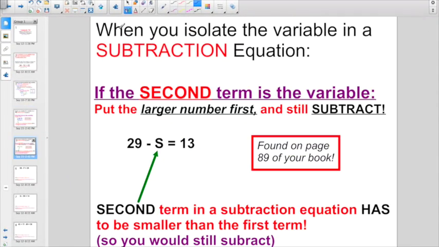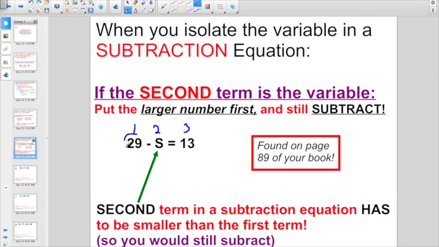But here's where it's also a little bit different. When you isolate the variable in a subtraction equation, if the second term is the variable, put the larger number first and still subtract. Again, 29 would be the first term. Now S is your second term and 13 is your third term, right?